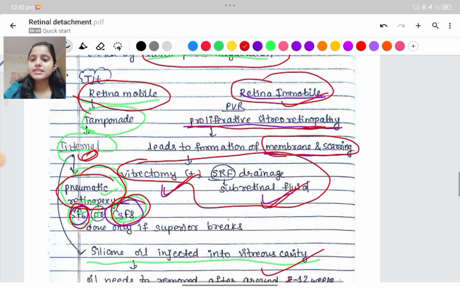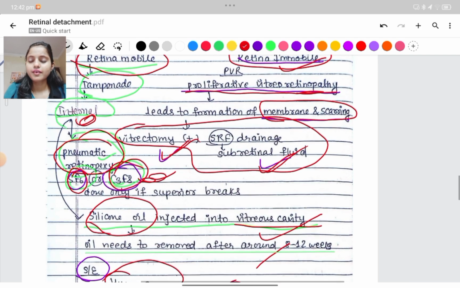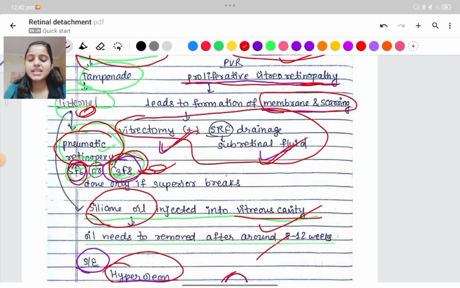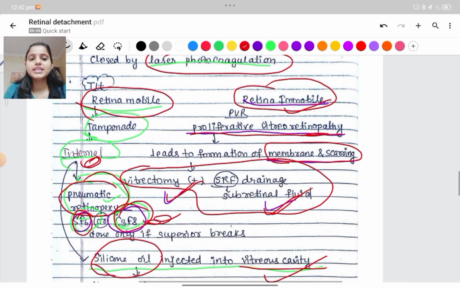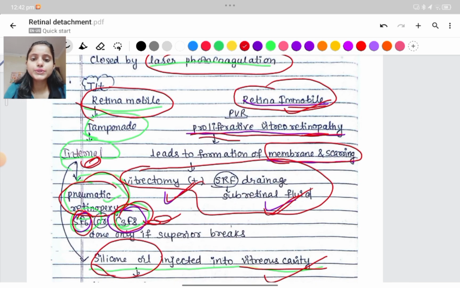For the treatment, if retina is mobile, then we give tamponade, internal tamponade and external tamponade. In external tamponade we do scleral buckling. In internal we do pneumatic retinopexy. SF6 or C3F8 is used, and silicone oil is injected into the vitreous cavity. And if it leaks into the anterior chamber, it can cause the hyperoleon. And if the retina is immobile, there will be proliferative vitreoretinopathy, which will lead to the formation of membrane and scarring. So we will do vitrectomy plus subretinal fluid drainage.